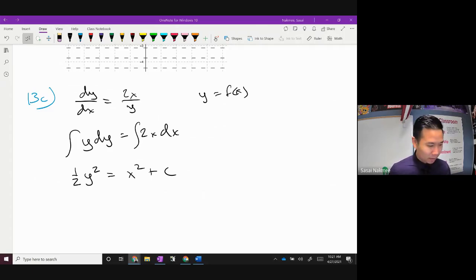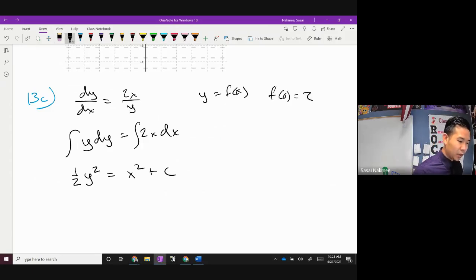Let me calculate one out here. Let's go with, why the heck not? Let's go with f of 0 equaling 2 as our initial condition.